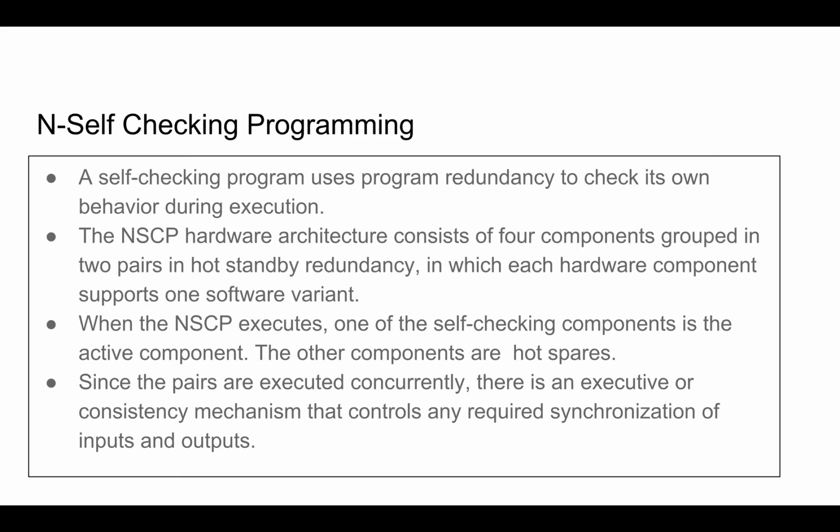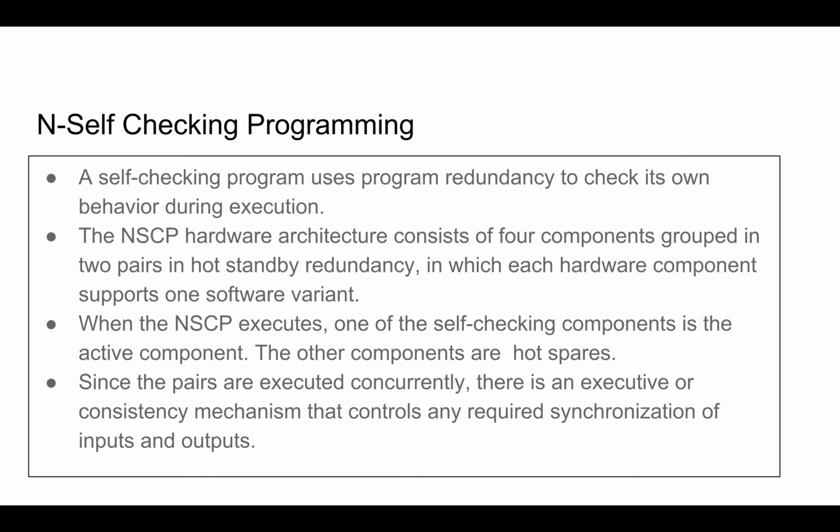When a self-checking program executes, one of the self-checking components is called the active component and the other components are called spare components. When the active component fails, one of the spare components is switched to for the delivery of the service. When the spare component itself fails, the active component continues to deliver the service as it did before the spare failed. This switching of the active component and the spare component is called result switching, and it is very important for a safety critical system.